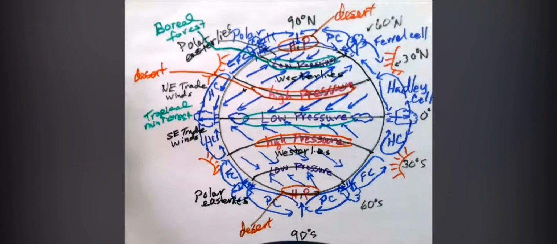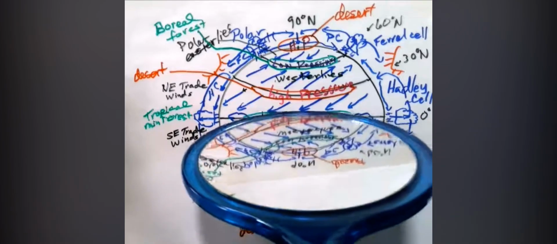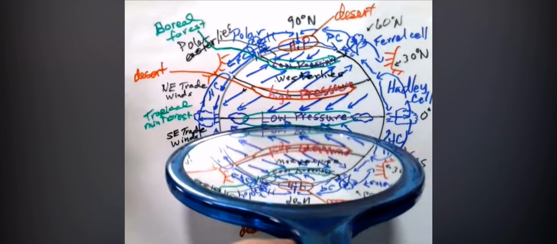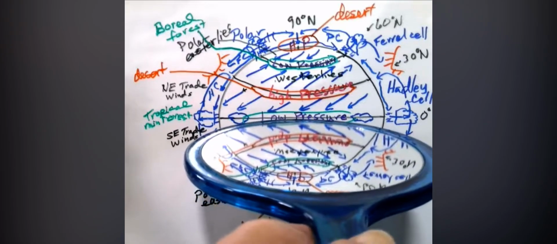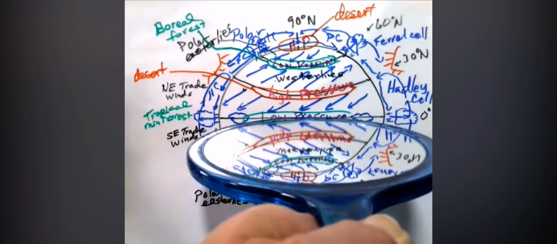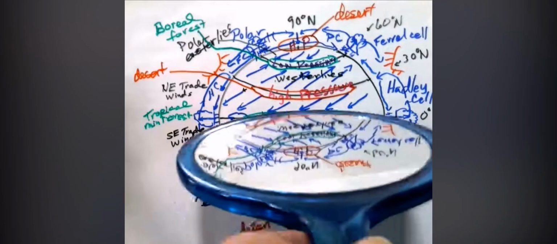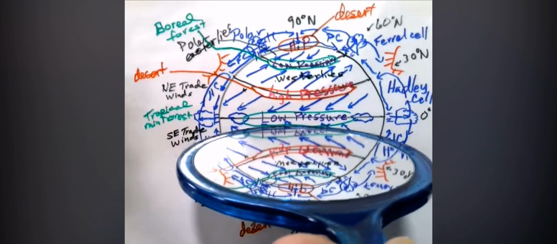Now I want you to notice the symmetry of this pattern of global winds. If I put a mirror right in here, let's see if I can get this lined up properly, you can kind of see that at the equator is the mirror image south of the equator compared to north of the equator. See that? Get that back lined up again. Right there.